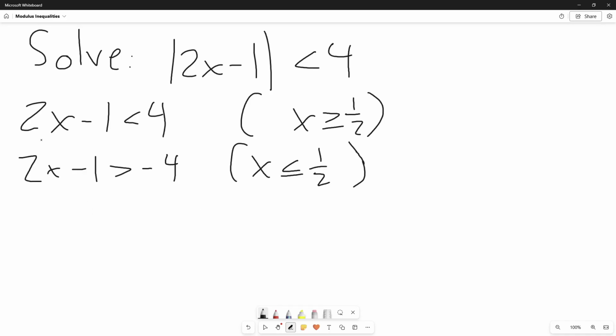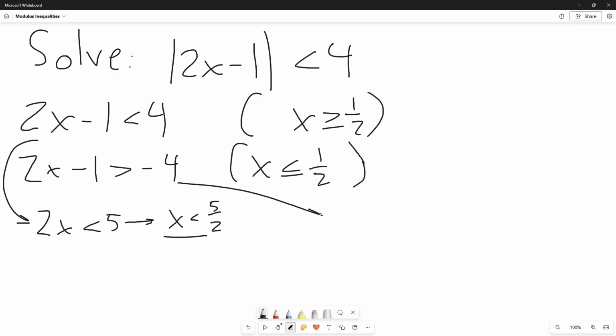So now we have to solve both inequalities. This one becomes 2x is less than 5, or x is less than 5/2. This one becomes 2x is greater than -3, or x is greater than -3/2. So now we have both of our solutions to the inequalities.